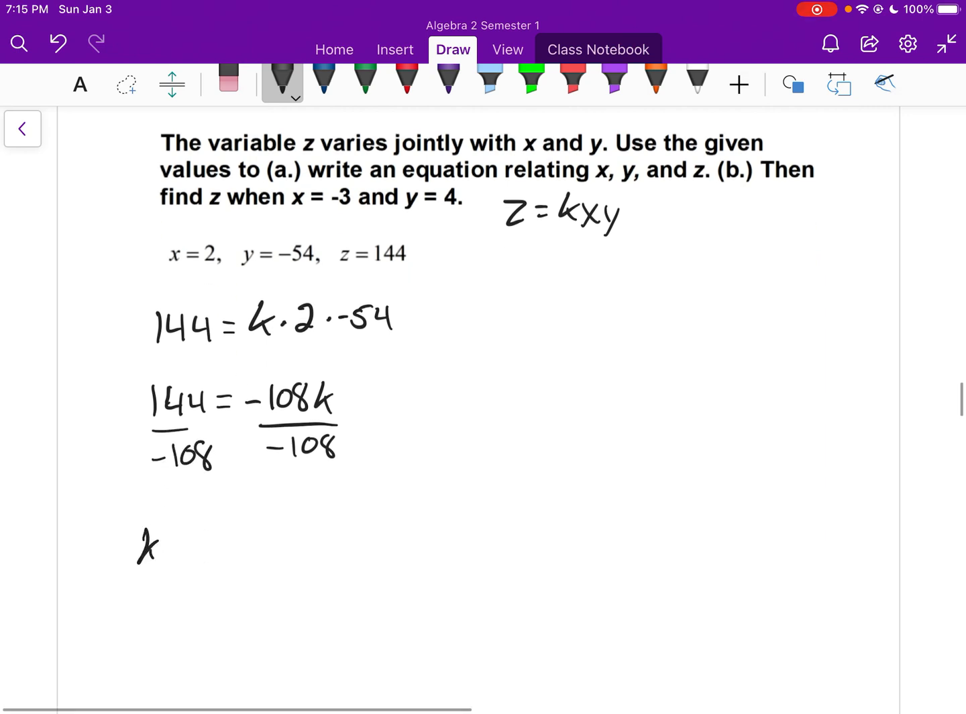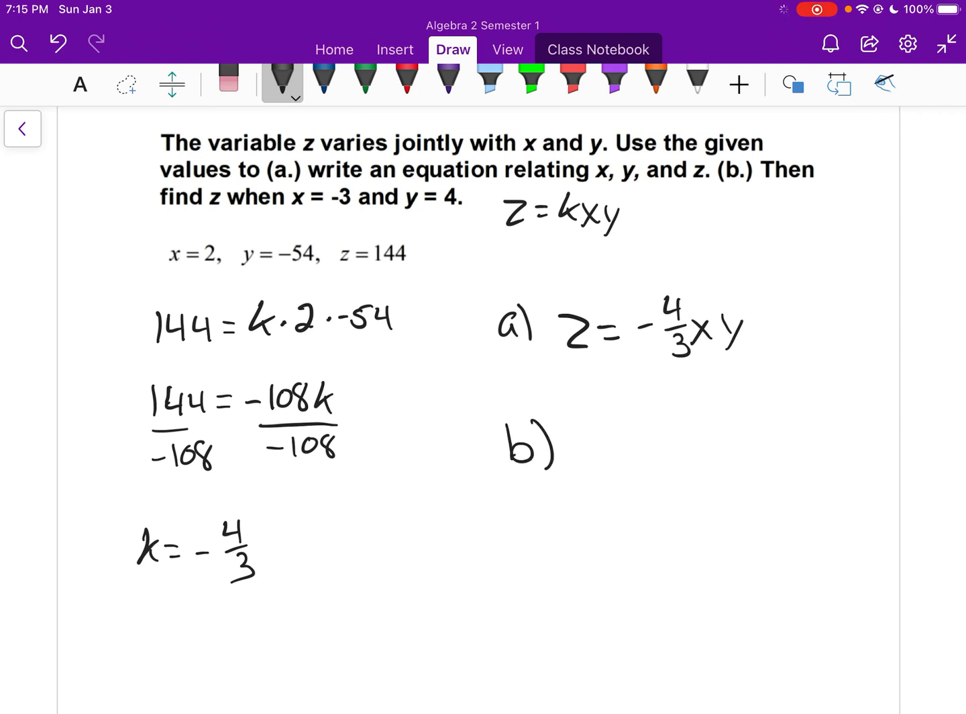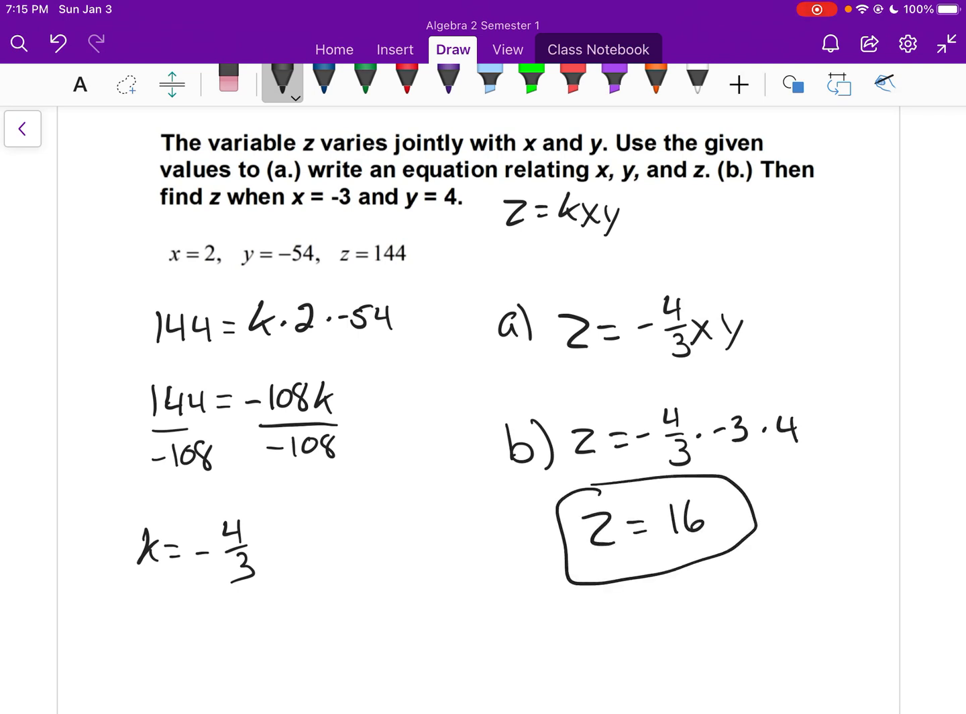Okay, and that will simplify down to -4/3. Taking that value, plugging it in, our answer for A is z equals -4/3 xy. And for B, figure out what z is when x is -3 and y is 4. So z is equal to -4/3 times -3 times 4, which will give us 16. -4/3 times -3 will be 4, and 4 times 4, we get 16.